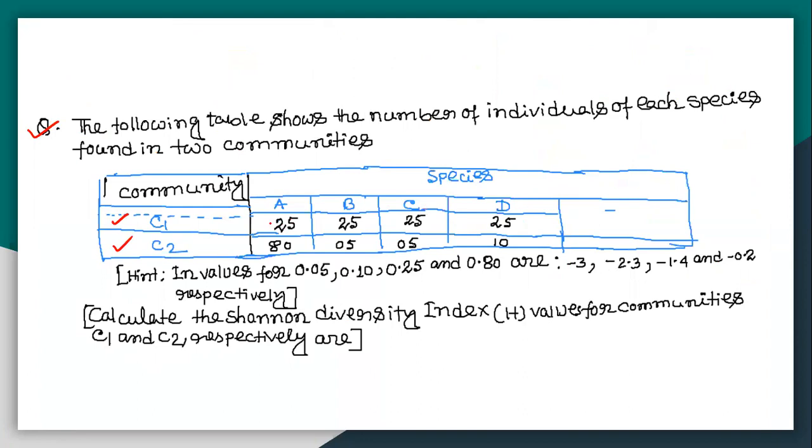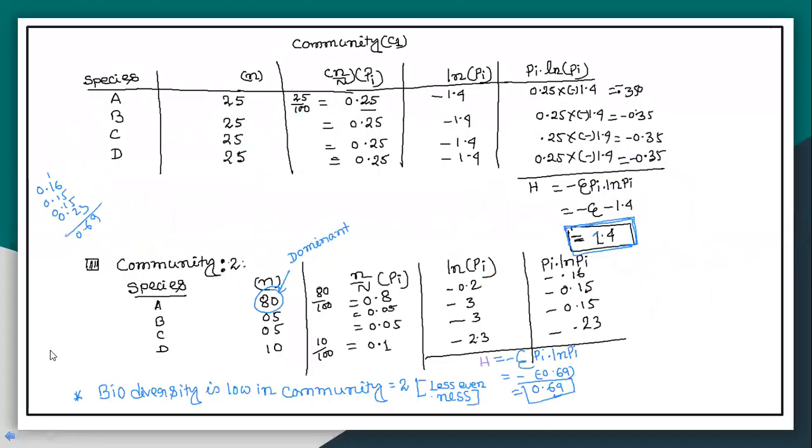C, D. In community 1, there are 20 of species A. In community 2, it is 80. Then 25, 5, 25, 0, 25, 10. Here the log value is also given, because you have to use the log value. Whenever a log value is given, you know that you must use the Shannon-Weiner diversity index, right? The formula is minus summation of pi into ln pi.